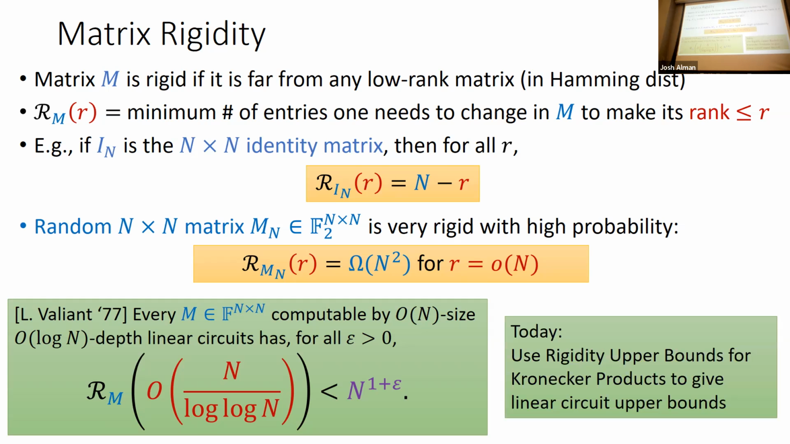But what I'm going to tell you about can be kind of seen as a converse of what Valiant was talking about. He used a small circuit to give a rigidity upper bound. We're going to use rigidity upper bounds to give small circuits instead. It's not exactly a converse, but it's a conceptual converse at least.